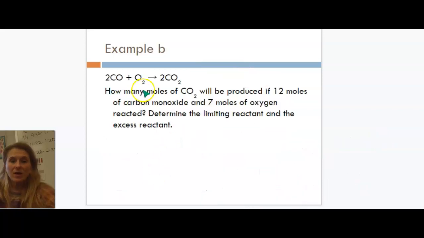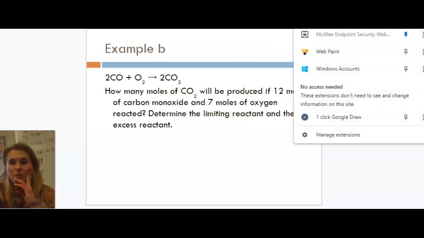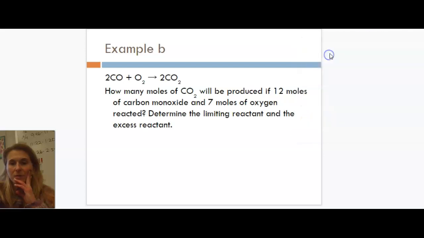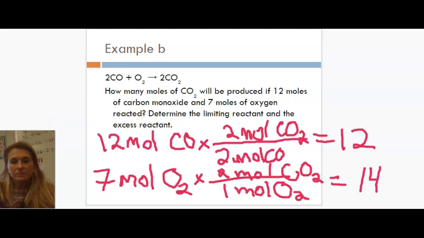Okay, so here we have carbon monoxide and oxygen forming carbon dioxide. So we want to know how many moles of carbon dioxide will be produced if there's 12 moles of carbon monoxide and 7 moles of oxygen. So why don't you try writing this out and come back and see the answer. Okay, so hopefully you tried that on your own. Part of it was I didn't want you to have to sit there while I wrote this out.